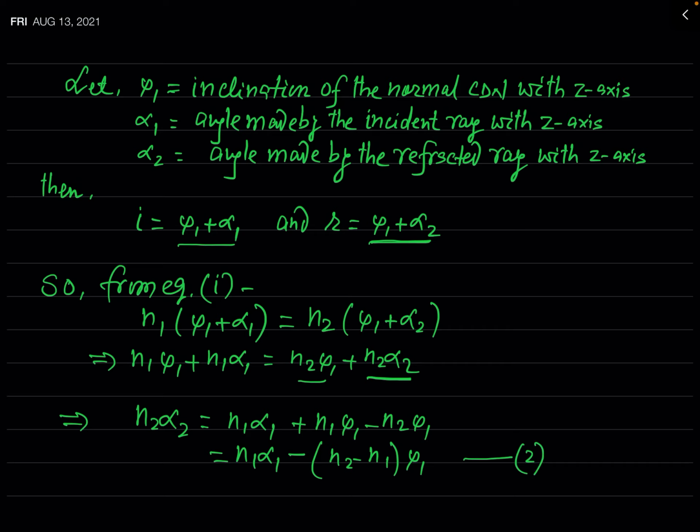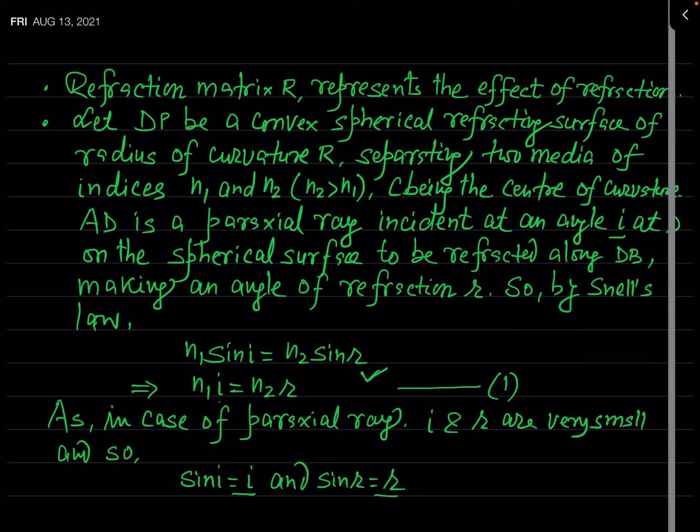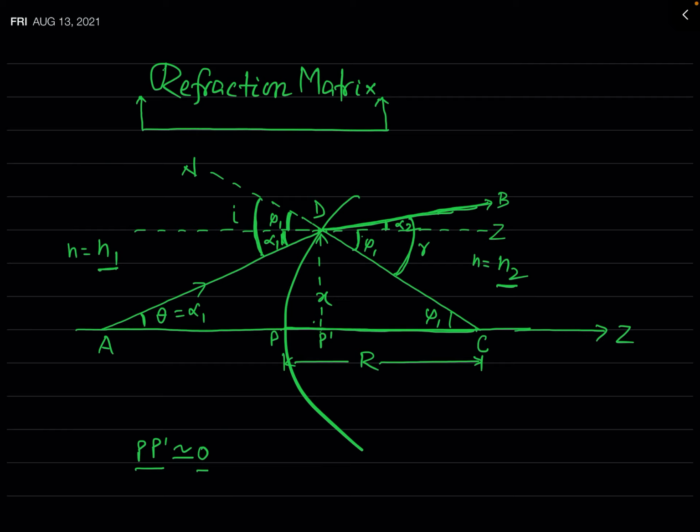Now from the geometry of the figure, we will find the value of this phi 1. See the figure. This is your angle phi 1 and PC is equal to R. And as I have told you, this point P dashed is almost at P. So you can also say that P dashed C is equal to almost R.